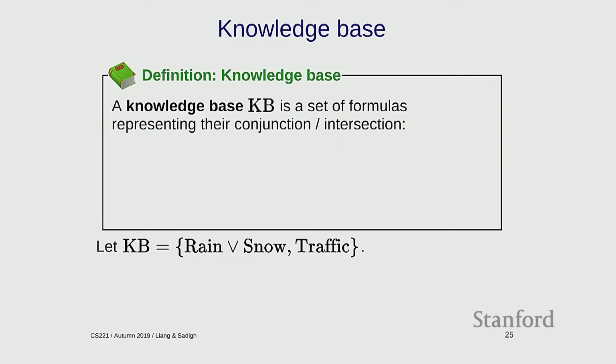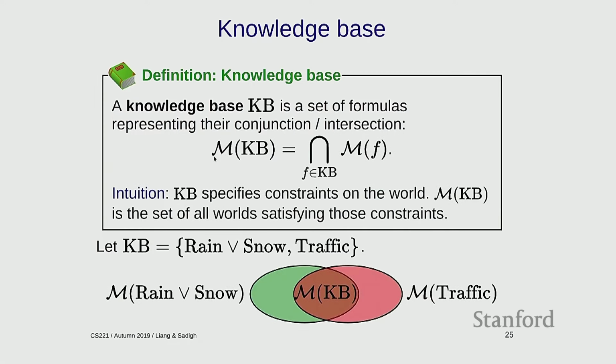And now the key thing is I need to connect this with semantics. So I'm going to define the set of models denoted by a knowledge base to be the intersection of all of the models denoted by the formulas. So in this case, if I have rain or snow being this green ellipse and traffic being this red ellipse, then the set of models denoted by the knowledge base is just the intersection.